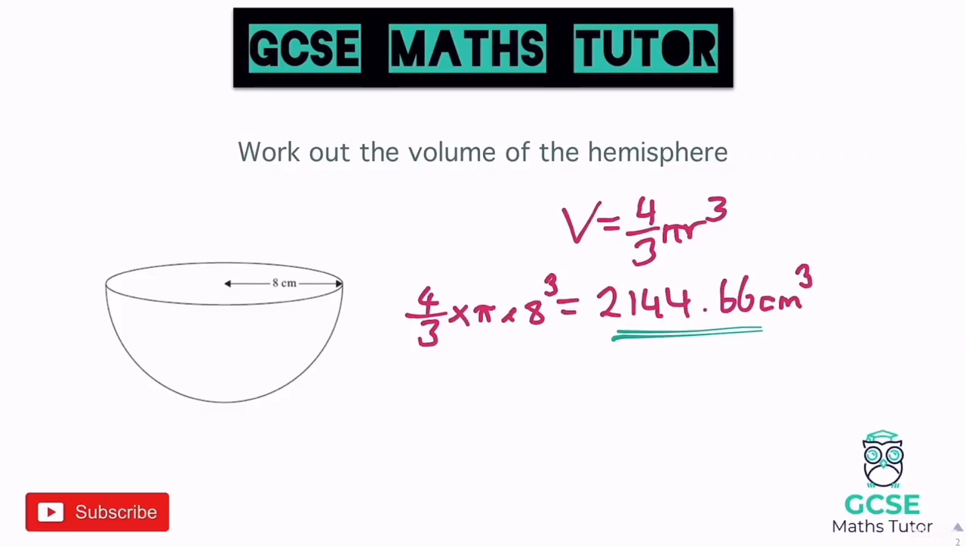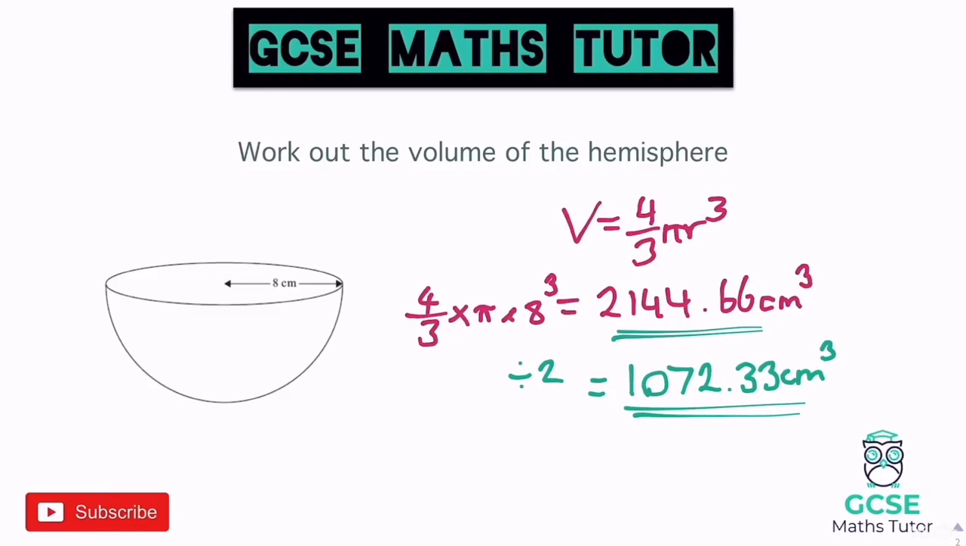Okay, so once you've got your total volume of your sphere there, just remember this is a hemisphere, so it's half the size of a sphere, exactly half. So I just need to divide my answer by 2 here. And once we divide that by 2, we get a final answer of 1072.33. Again, I've rounded it there, centimetres cubed. And that would be your final answer here for the volume of a hemisphere.